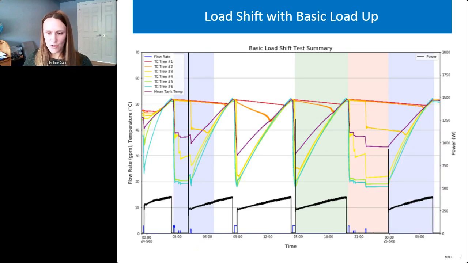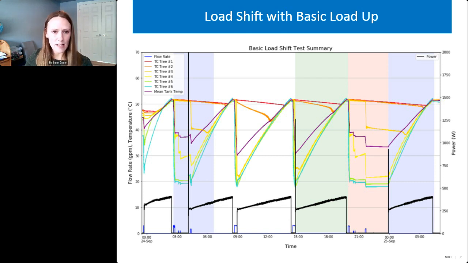So let me orient you to what we're looking at here. The blue lines at the bottom here are the flow rate, so the water coming out of the tank. The black is power, and the power scale is on the right side here. You'll see that some of the heating events start with a very large spike and some don't. Don't read anything into that. A heat pump always has an inrush current at the very beginning, and our data acquisition system was collecting it once per second. So sometimes we caught it and sometimes we didn't.